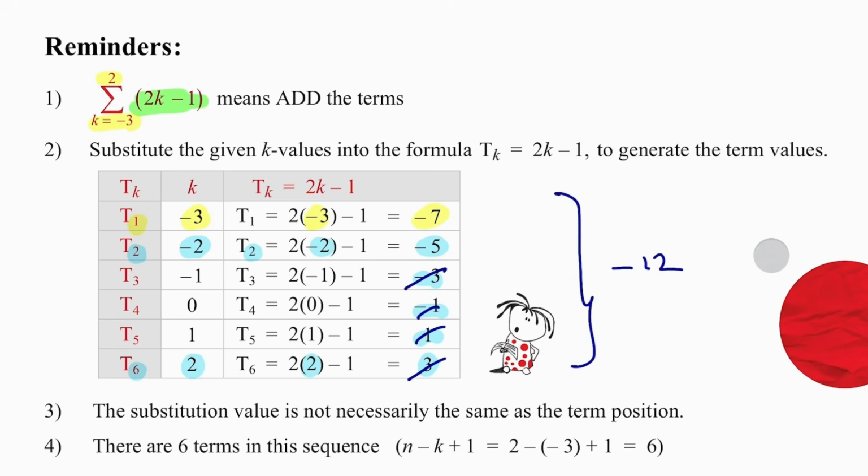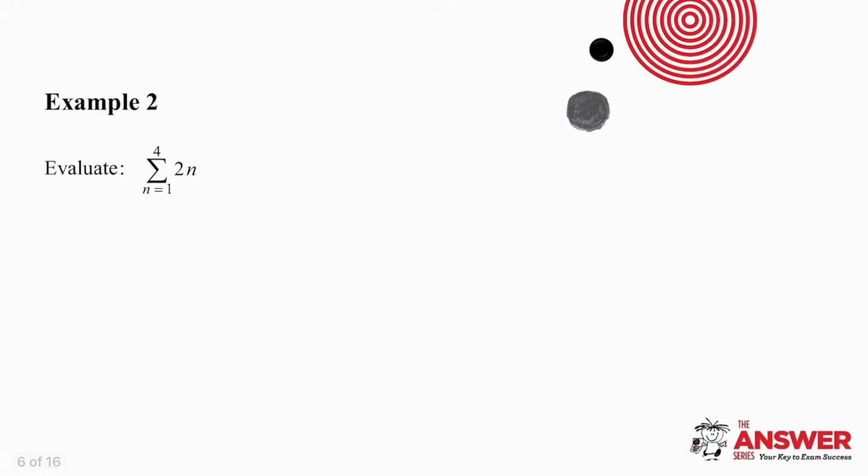The substitution value is not necessarily the same as the position of the term, and that is really important to the process. And then one more look at how you calculate the fact that there are 6 terms. You take the top value, subtract the bottom value, and then add 1. So in this particular case, 6 terms. Pause the video, and when you're ready, we'll go through the answer together.